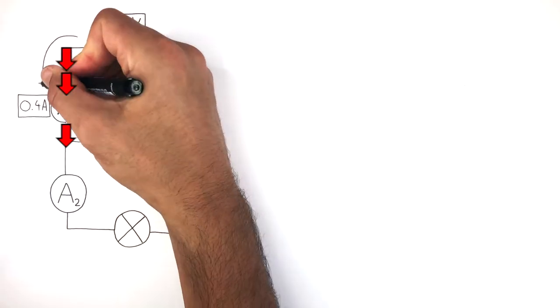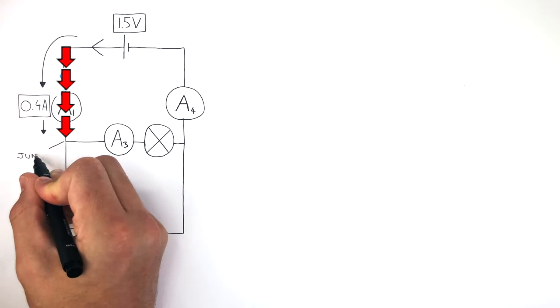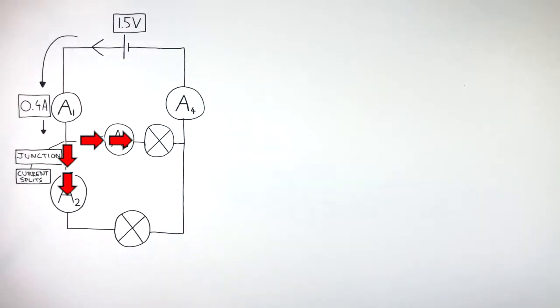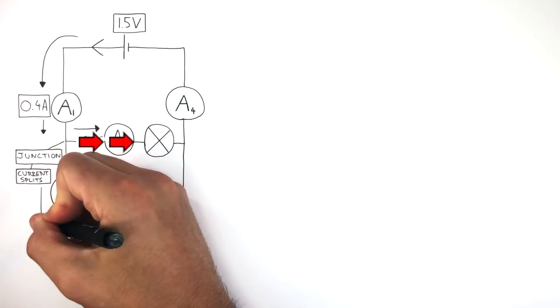The electric current continues to flow, where the flow of charge gets to a junction. What happens is the current splits at the junction, where some of the current goes this way and some of the current goes this way.